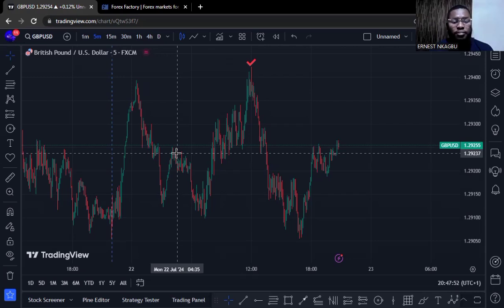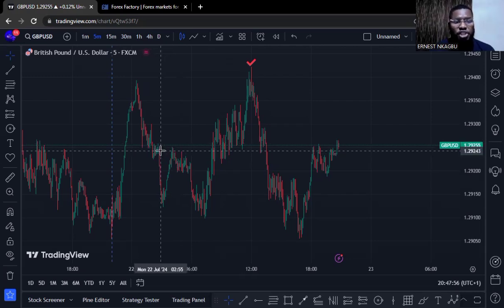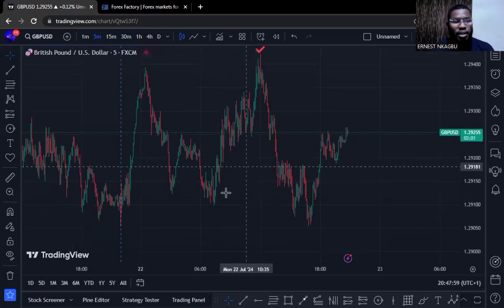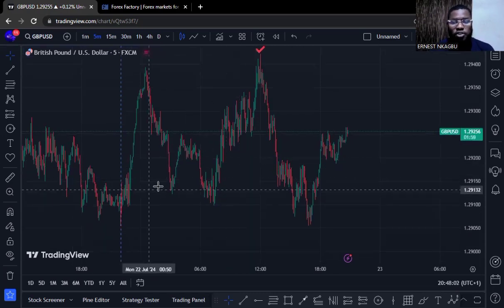There are a lot of instruments and indicators we can actually use in TradingView. Do you understand? So now I'm going to be calculating. I'm going to show you how you can calculate your pips using this TradingView.